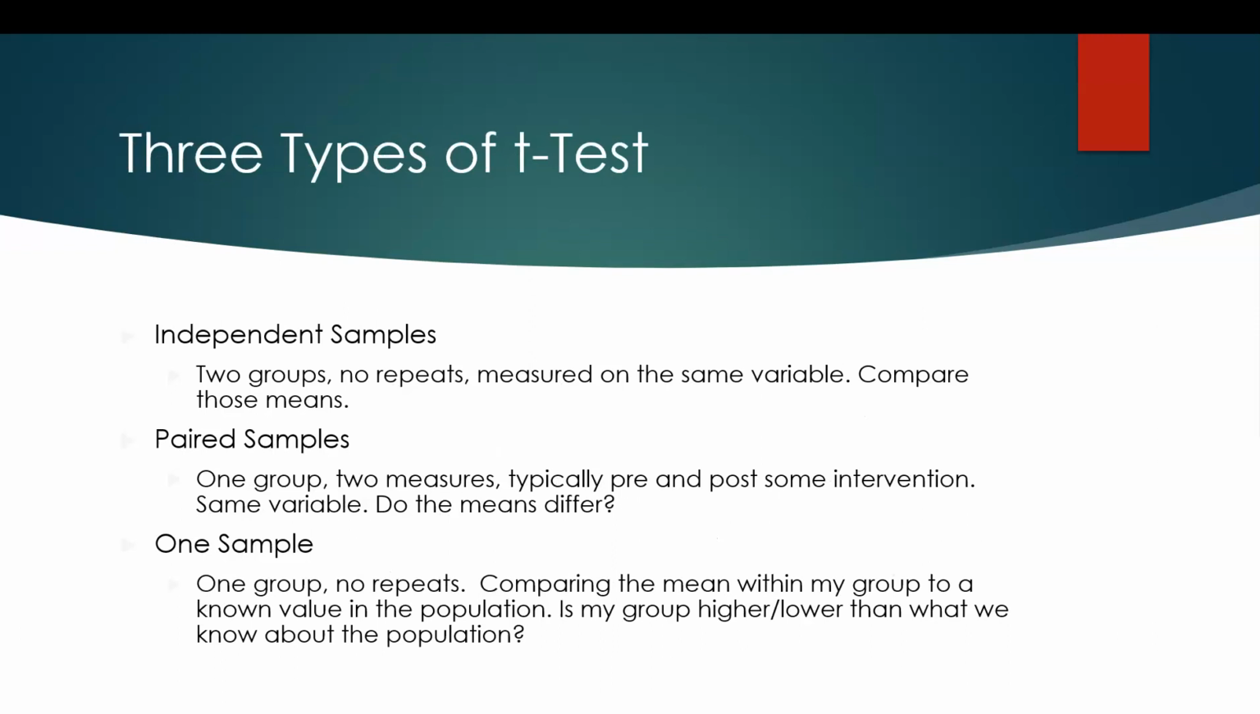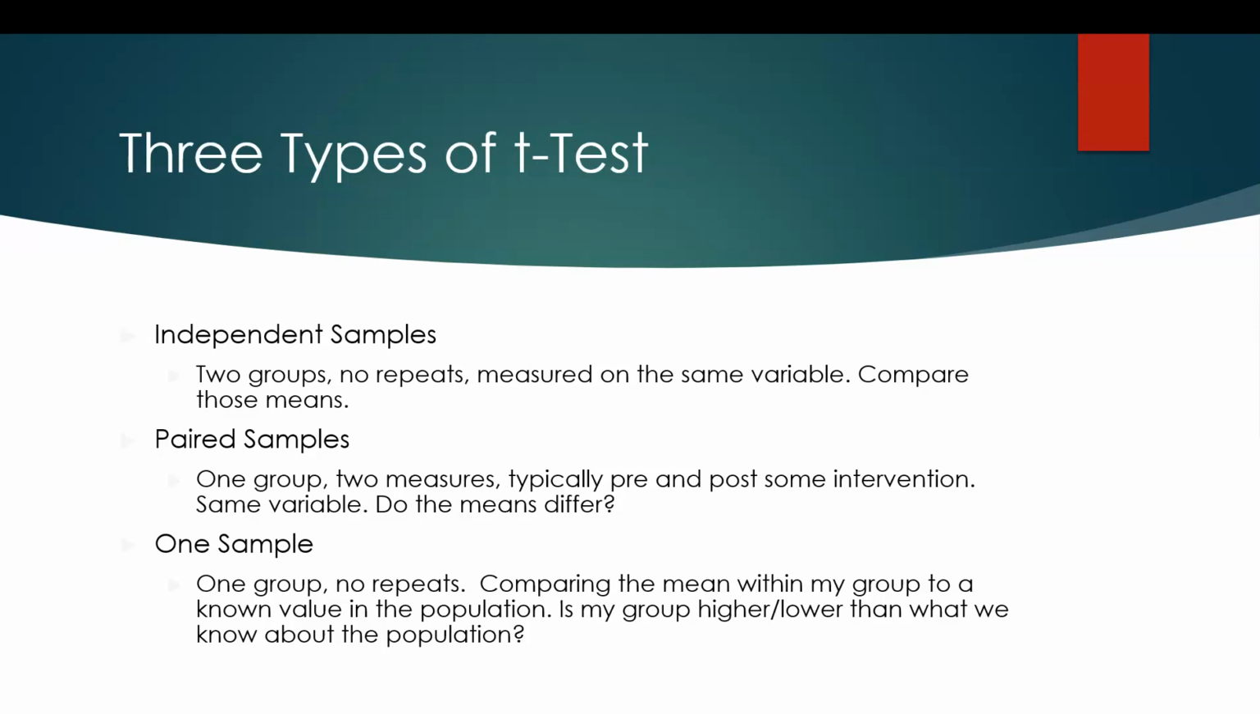And here's more detail on each of these. So again, independent samples, two groups, no repeats across the two groups. So they're two completely independent groups. We're measuring both groups on the same variable, and then we're comparing those means. With paired sample, we have one group, but we have two measurements. And it's typically a scenario where we have a pre and a post, and some intervention that occurs in the middle. And so the test tells us something about our intervention. Do the means differ from pre to post?